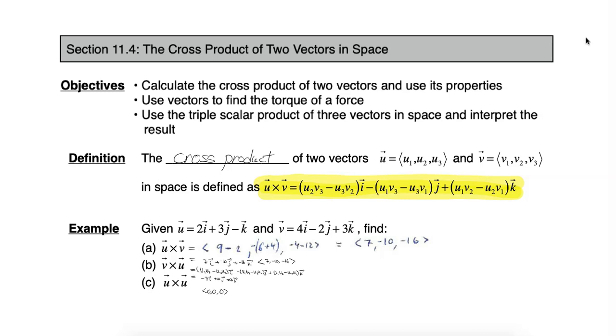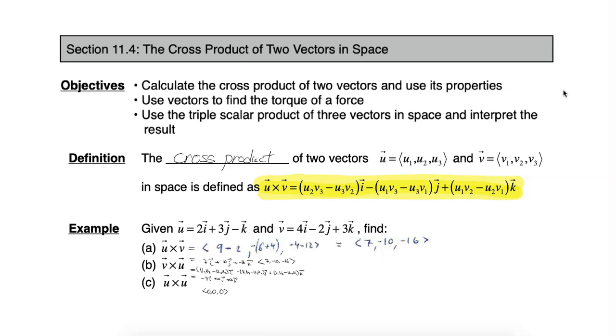It's called the cross product, and it can only be used in 3 dimensions, so in space, not in 2D, not in the plane. Some of the objectives are that we're going to learn how to calculate the cross product, and we're going to see what the properties are. One application is to find the torque of a force, sometimes called the moment of force, and another one is to find volumes in 3D of parallelepipeds.